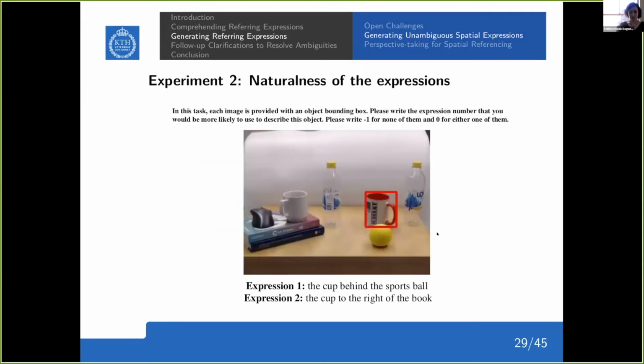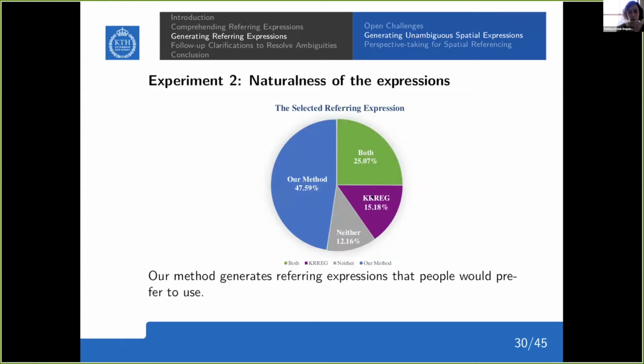And let's move on now to the second experiment. In this experiment, again, we provide users a scene, and this time one target object. And we provide two expressions, one from our method and one from the baseline method. And we ask users which one they would be more likely to use while describing this target object. And the results show that most of the time, people prefer to use our method compared to the baseline. And they also had the option to say both or neither are applicable to describe the object.